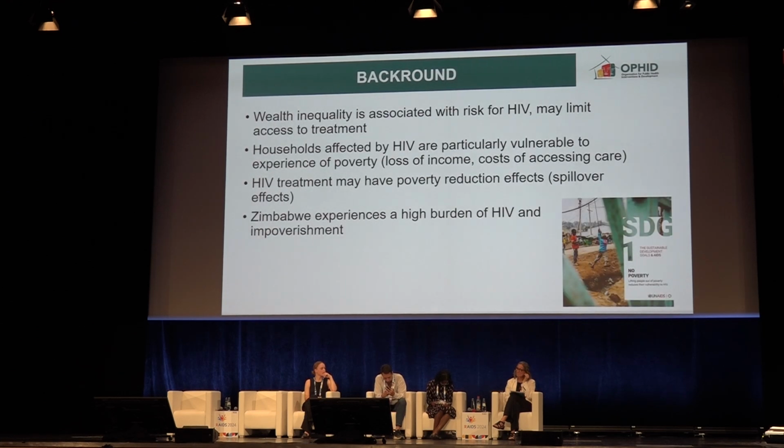Background. Zimbabwe experiences a high burden of HIV and impoverishment, with an HIV prevalence rate amongst adults which stood at 12.9% according to the Zimbabwe Population-Based HIV Impact Assessment 2020.